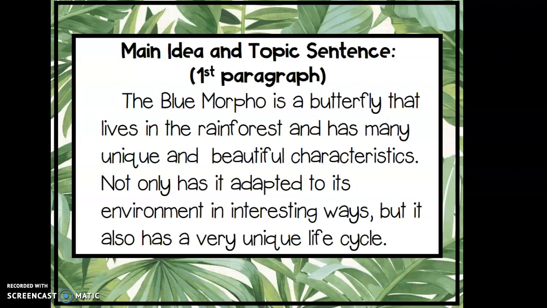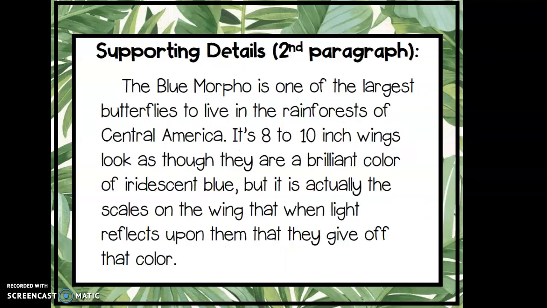So remember, as I was saying, our main idea and topic sentence are included in our first paragraph, and I'm making a reference to what I'm going to be sharing or informing my reader about in the coming paragraphs. That would be the unique and beautiful characteristics. That's going to be paragraph 2. How it has adapted to its environment. That is paragraph 3. And its very unique life cycle. That will be paragraph 4. So let's see what paragraph 2 sounds like.